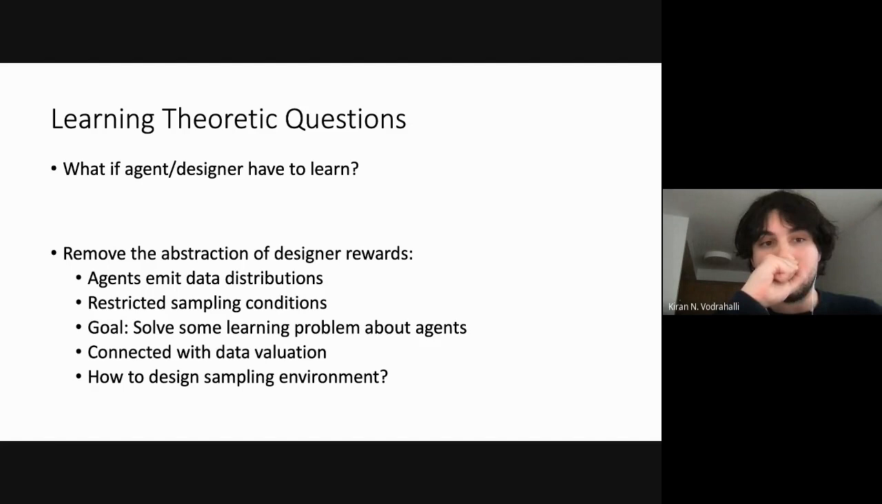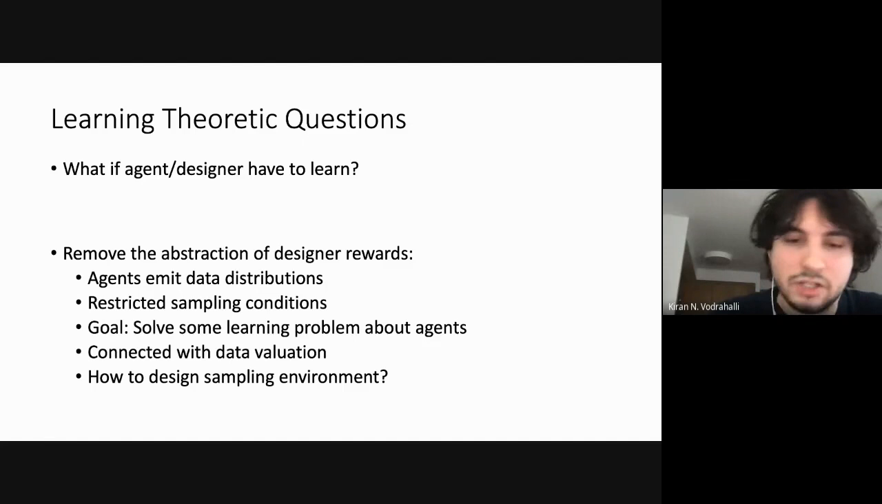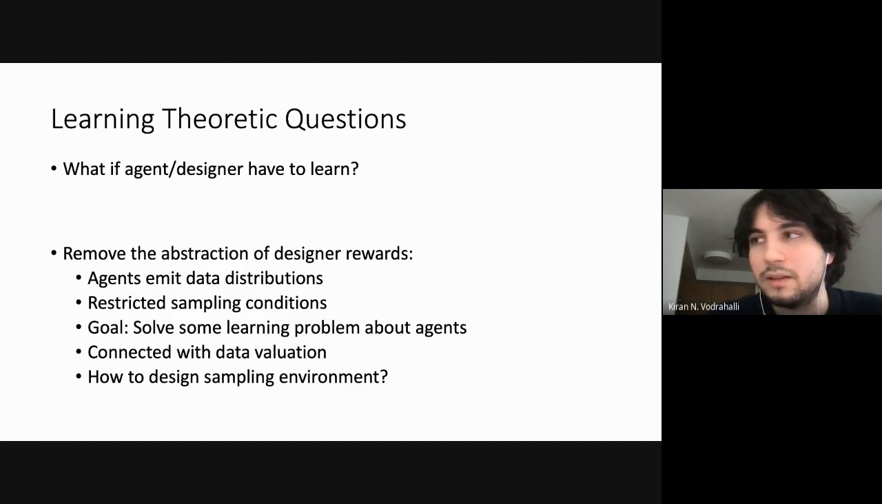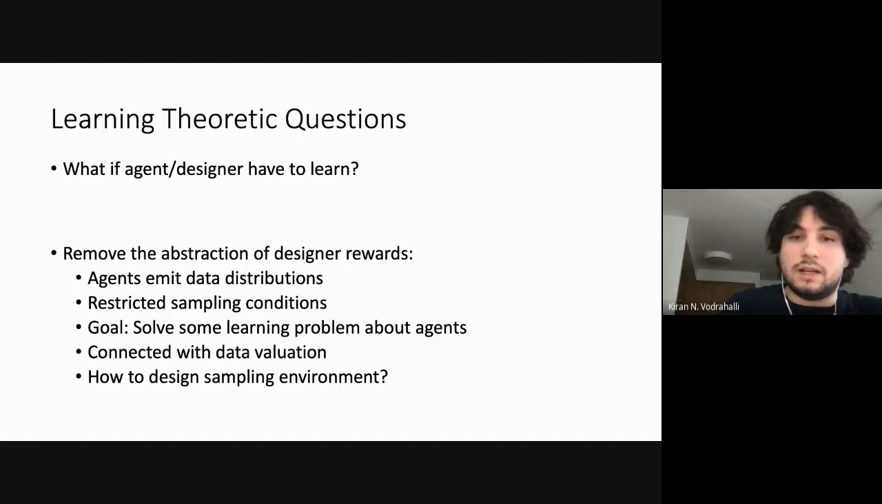Another direction is to look at abstracting the designer rewards more carefully. So far in our current setup, there's a connection to the whole question of getting agents to generate data that I mentioned in the very beginning. But the way we modeled it in this problem is basically just that there's some reward function associated with the agent spending time in each state. We didn't specifically ask about a learning problem that the designer is going to use the data for, and we also didn't explicitly model agents emitting data. So another direction we could go is to look at this kind of question. Are there specific models here which are interesting? And this is also connected with data valuation problems, of course. This is getting back to one of the motivating questions I said at the very beginning as well.